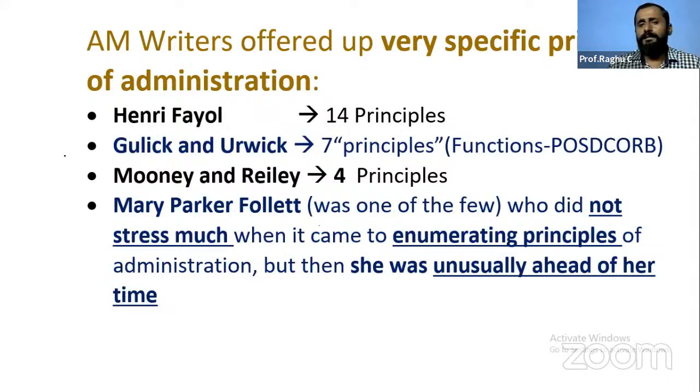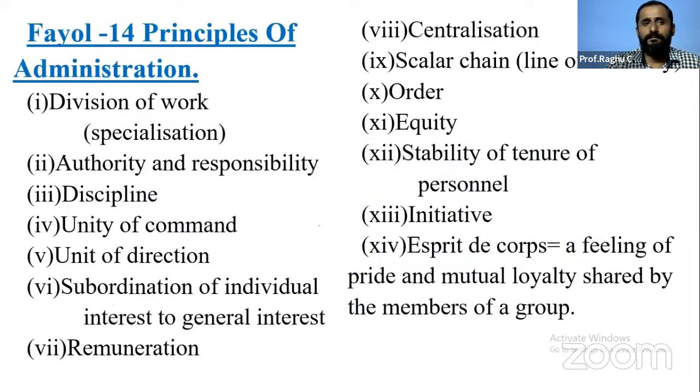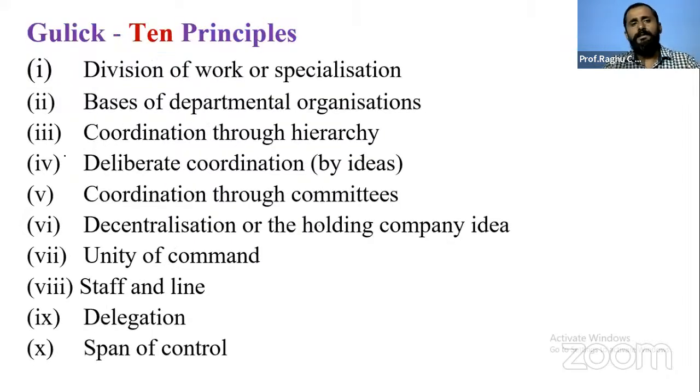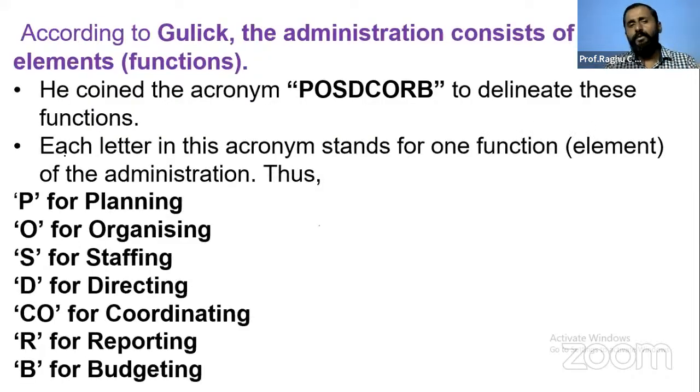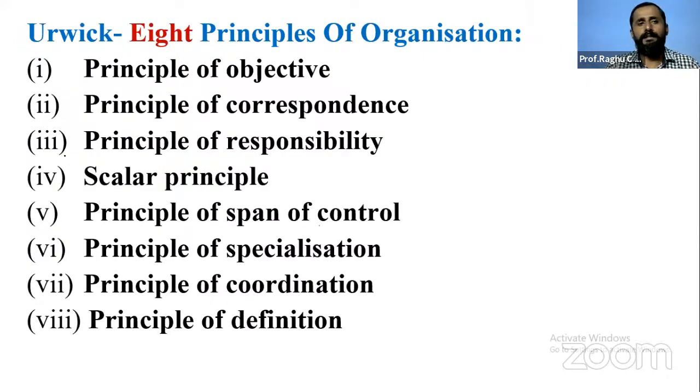So here Fayol found 14, Gulick and Urwick propounded 7 principles, Mooney and Reiley 4. Mary Parker Follett was in fact not concerned with principles to a greater extent. She did not study much. That is the reason it is said that she was unusually ahead of others. So these are the principles. You just go through these things. And one more by Gulick with the famous acronym POSDCORB, relating to planning, organizing, staffing, directing, coordinating, reporting, and budgeting. And 8 principles of organization by Urwick.